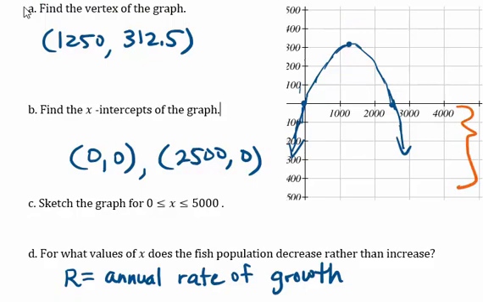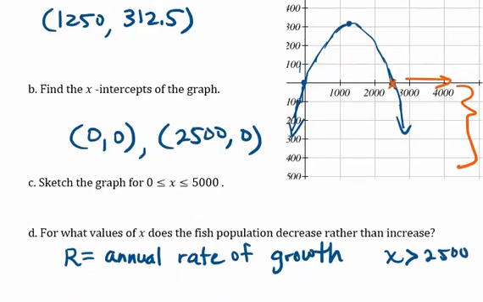below the x-axis. And so we're going to start here at this x-intercept, and then say from there on is when the fish population would decrease. And so we'll write it as an inequality. We'll say when x is greater than 2,500, in interval notation that would be from 2,500 to infinity.